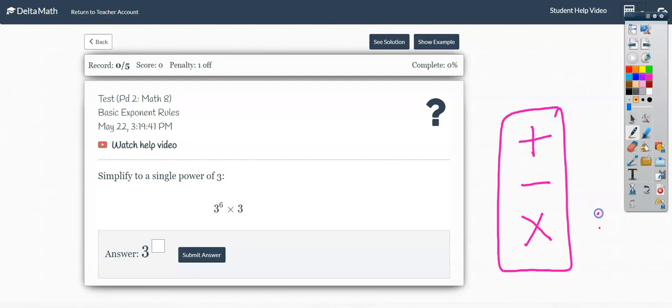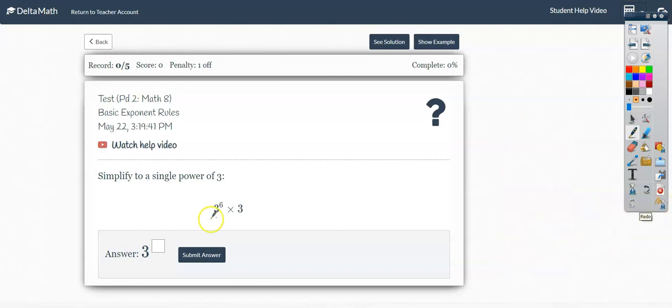You never divide exponents. Never. So for us, this technically is a multiplication problem. But we don't want to multiply our 3's, we just want to simplify our exponents. So we have 3 to the 6th times 3, also known as 3 to the 1st. So I have 6 3's over here and 1 3 over there. And when I combine them all together, I have 7 3's. So we keep the base the same and we add the powers together. So the answer here is 3 to the 7th power.